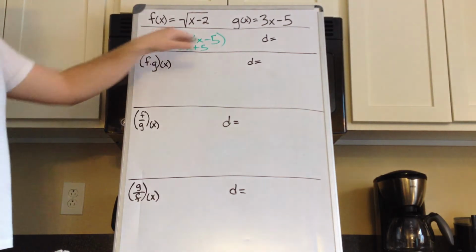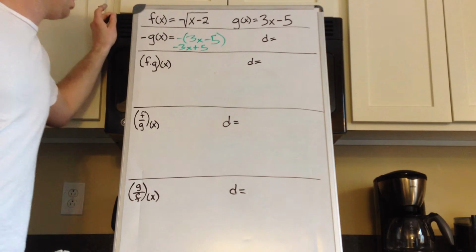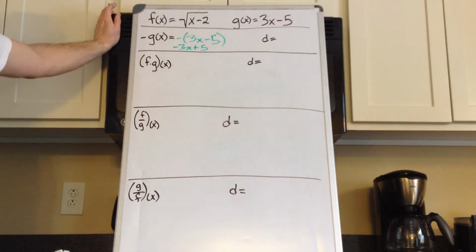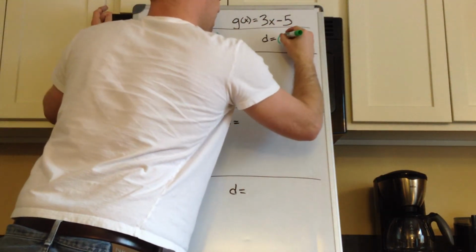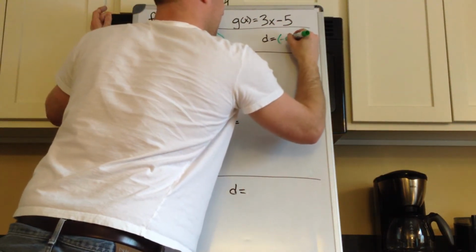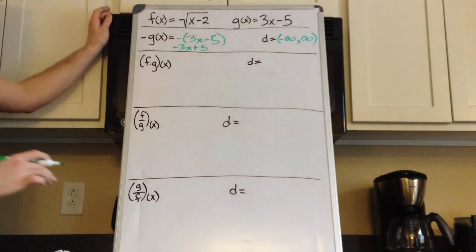Well, this is linear. There's no way we're going to have a zero denominator because there is no denominator. And we're not going to have to take the square root of a negative because there is no radical in there. So the domain is going to be negative infinity all the way up to infinity. So all real numbers.